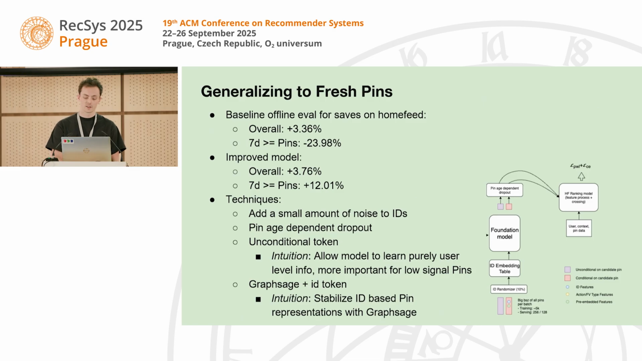And lastly, we altered the construction of our candidate level sequence in two ways. We added an unconditional BERT-style class token, which allows the model to learn purely user-level information, which intuitively may be more important for low-signal pins. And then additionally, we stabilized the candidate pin token by adding the GraphSage embedding.